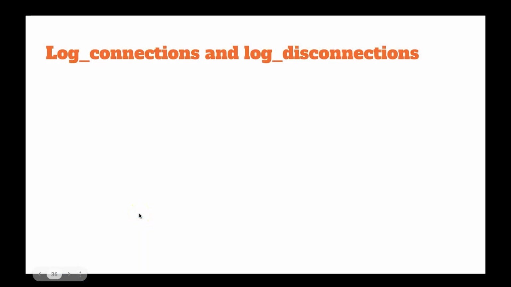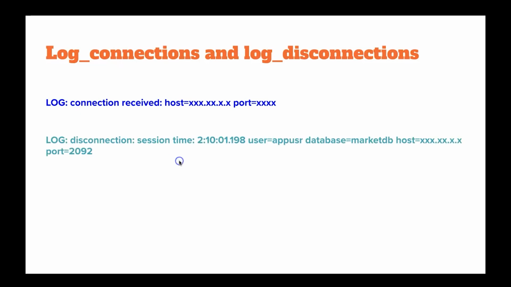In this video, we're going to discuss three important parameters related to Postgres security and logging. The first two parameters are log connections and disconnections. By default, these are off. Once you enable them, you will see messages like this in your Postgres logs.